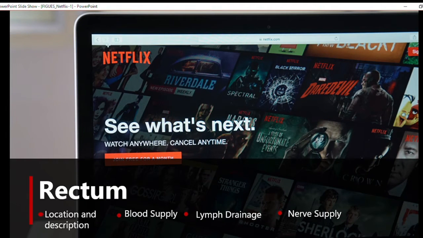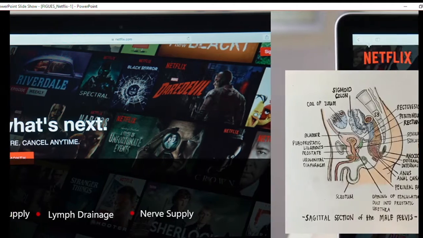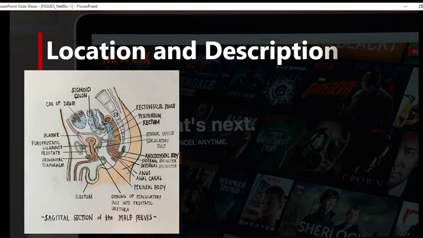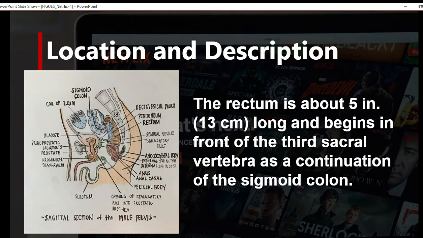Next, all about the rectum. Its location and description is: the rectum is about 5 inches, or 13 centimeters, long, and begins in front of the third sacral vertebra as a continuation of the sigmoid colon.